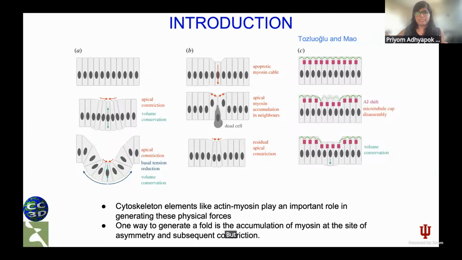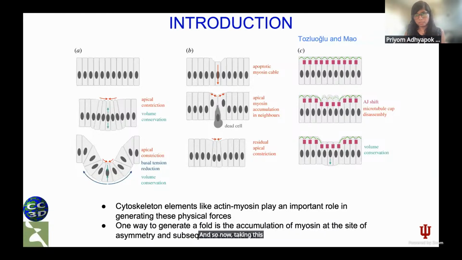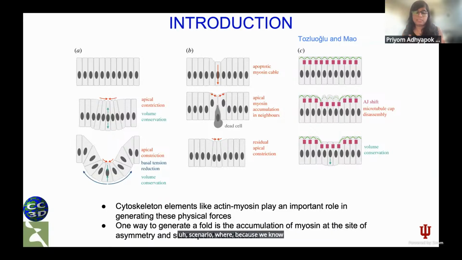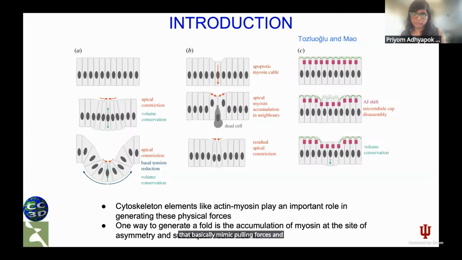But at the core of all of this, you have cellular processes that are actively bringing a change into the tissue morphologies. And so now, taking this example from biology, we're going to translate it into a modeling scenario. Because we know that myosin motors are responsible for pulling in and reducing the apical surfaces of these cells, we can now model this as springs using our focal point plasticity between compartments that mimic pulling forces, and be able to invaginate our tissue.